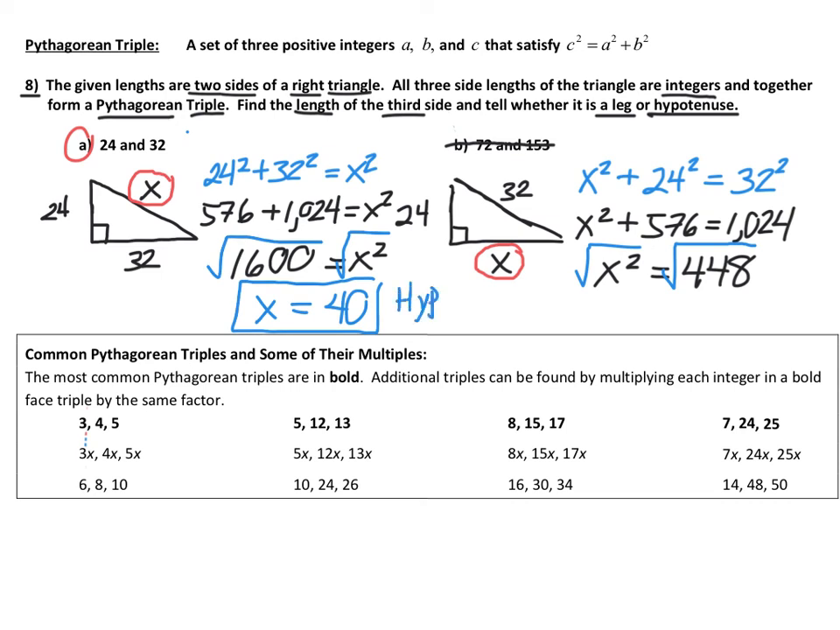So what they gave me were two legs. 24 was a leg and 32 was a leg. In this case, I really don't have to figure out what the square root of 448 is. I just know that it's not a whole number. So in this case, x could not be a leg. It had to be the hypotenuse.